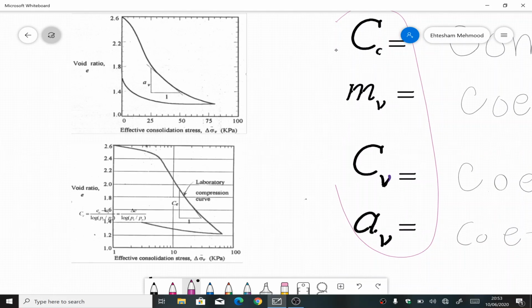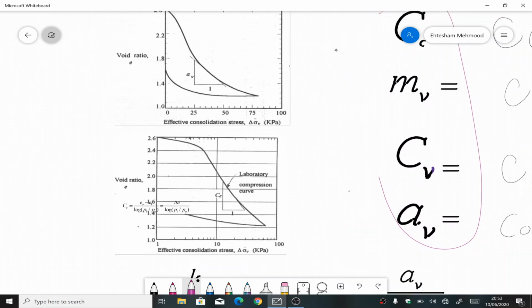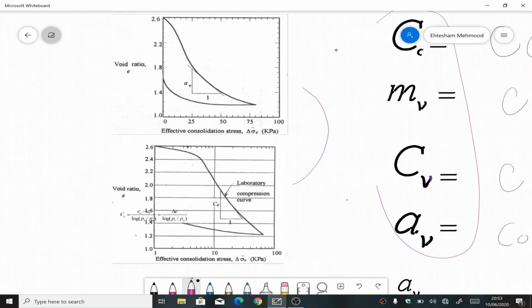So this is actually one more. You see, these are the same data plotted. The only difference is that here on the x-axis we have a log scale, and here on the x-axis we have the arithmetic scale. And you see the difference in the shape.